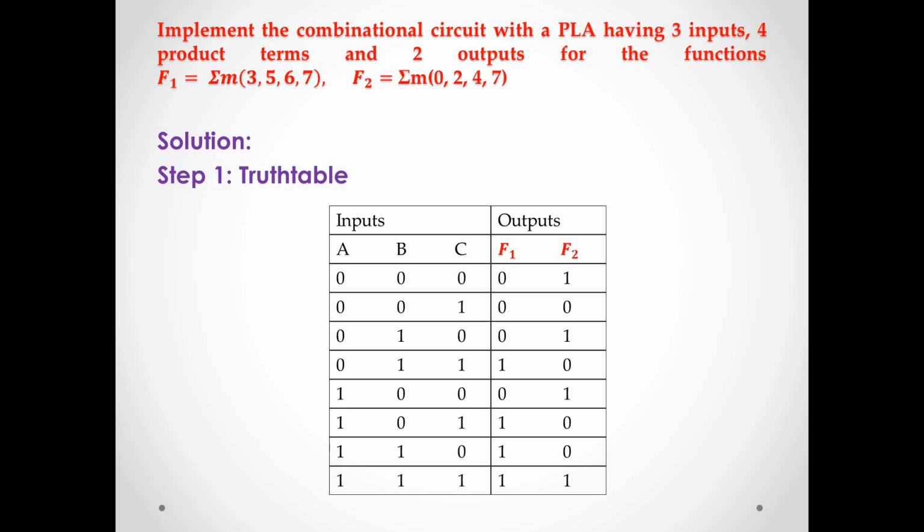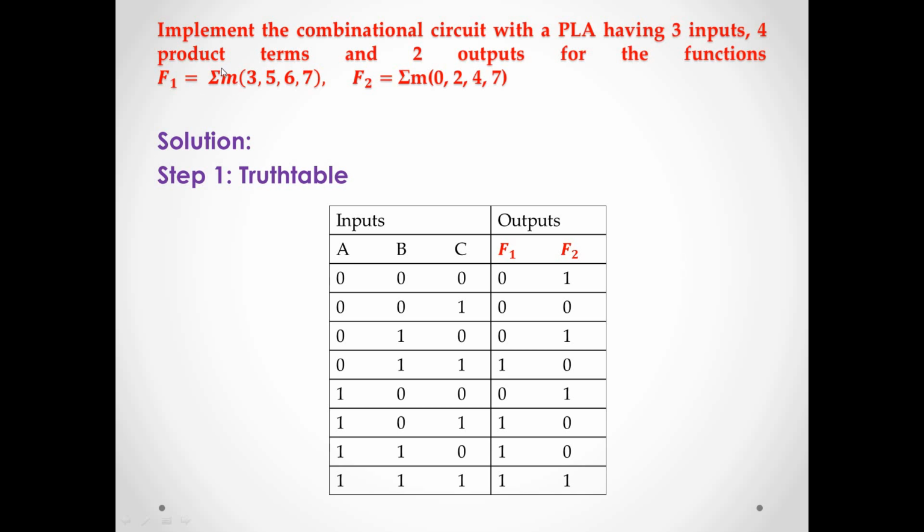For this, the first step is to draw the truth table. In the truth table there should be 3 inputs, which means a 3-bit combination. Therefore, you have to write the 8 combinations of the 3 bits: 000, 001, 010, 011, 100, 101, 110 and 111. We write the 8 combinations for the 3 inputs and the outputs. The outputs are F1 and F2, and their minterms are also given.